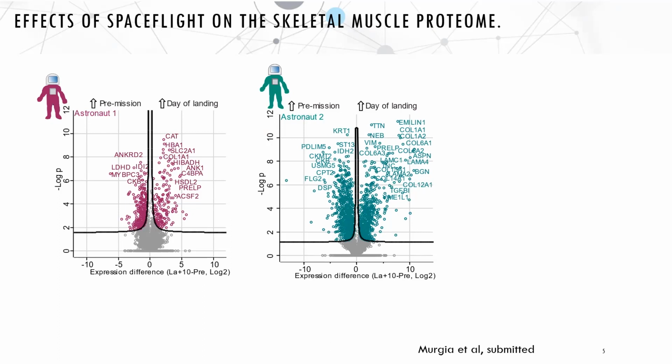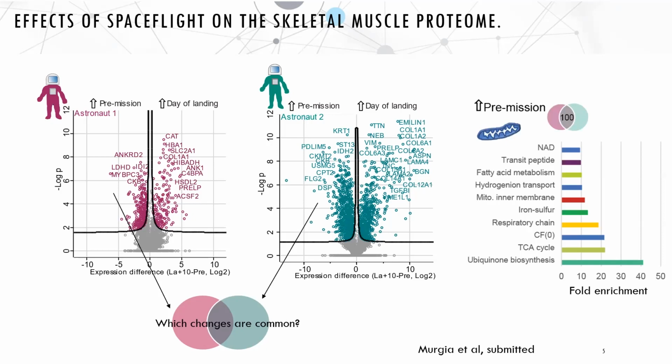You can see there are very many differences between the biopsies at the 2 time points. We were interested in the changes that were common, in the proteins that were higher before the mission, and hence decrease during the mission. If we do this analysis, we come up with 100 proteins that are significantly decreasing in both astronauts. And if we look at the annotation enrichment in these 100 proteins, all the top annotation enrichments refer to mitochondria, ranging from the TCA cycle to the respiratory chain.